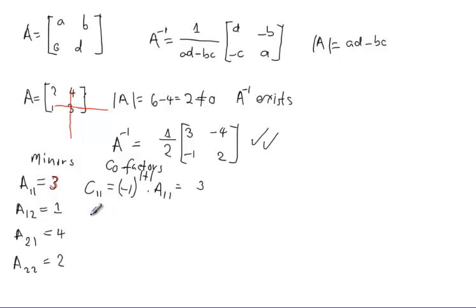Altogether. Then I'm going to go to my C12. What am I going to do now? I'm going to take a minus 1 and power it to power 1 plus 2, which is minus 1 to power 3 multiplied by 1. 3 negative signs will give me negative. So I'm getting this as minus 1.